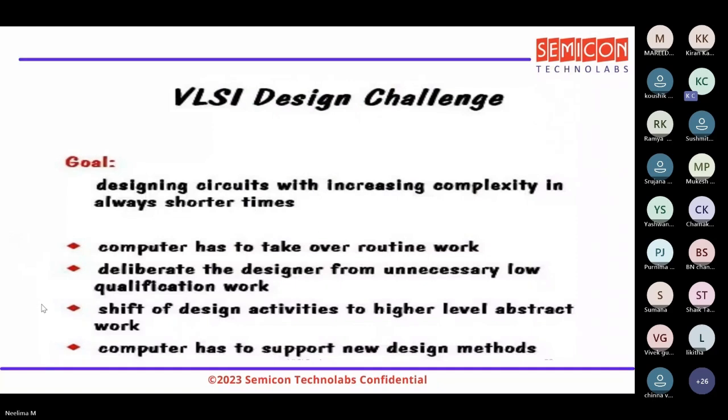So let's look at some of the VLSI design challenges. Okay, any questions so far? Anybody? All good so far?